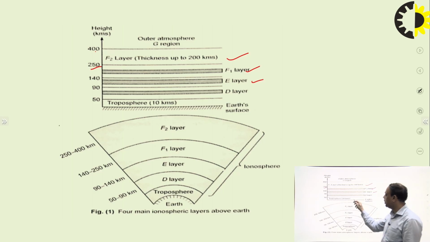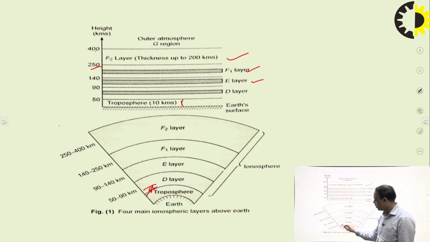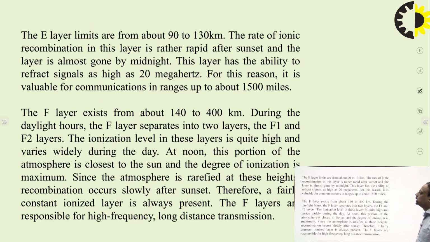This is the troposphere, which is only 10 to 15 kilometers from the Earth's surface. And there is one more layer in between, the stratosphere, which is very rarely used for the transmission of signals. So these are the descriptions of these layers.